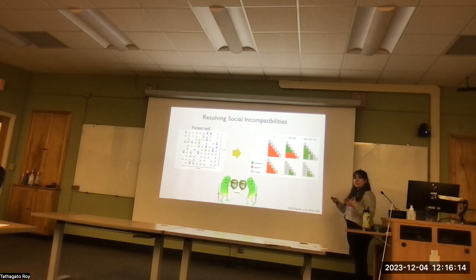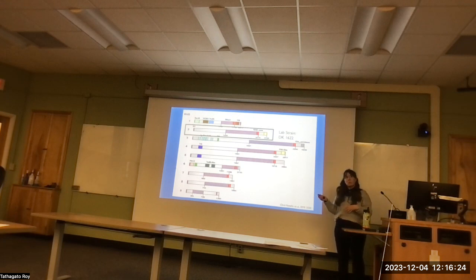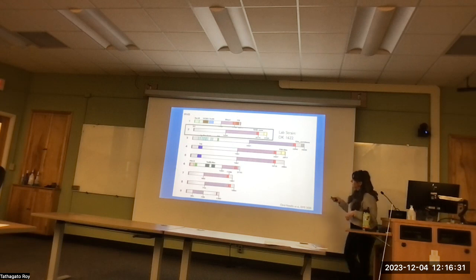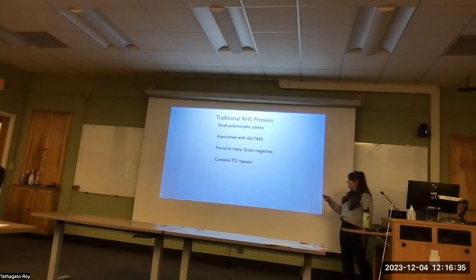Now that we've had a little introduction to the RHS proteins, we'll move into my specific protein of study, which is RHS2. The reason why we chose this one is that it is very similar to what we have in our lab strain 1622. So traditional RHS proteins are usually small polymorphic toxins that are associated with the type 6 secretion system.